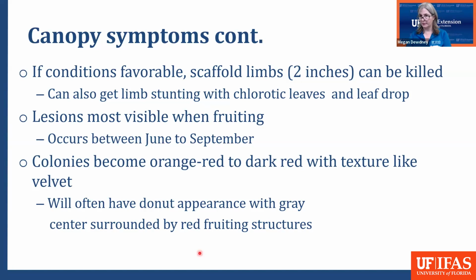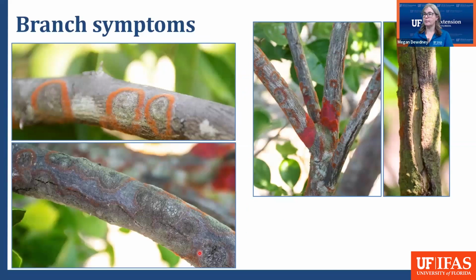waiting for an opening. Lesions are most visible when there is that red fruiting, of course, which occurs between June and September. But I've had people send me pictures all the way into October, November. So I think as we get these warmer, longer seasons, we're just going to see it more and more. The colonies, as I said, are orange-red to dark red with a texture like velvet. And as Mongi said, they have that donut appearance where they've got a gray center surrounded by the red fruiting structures.